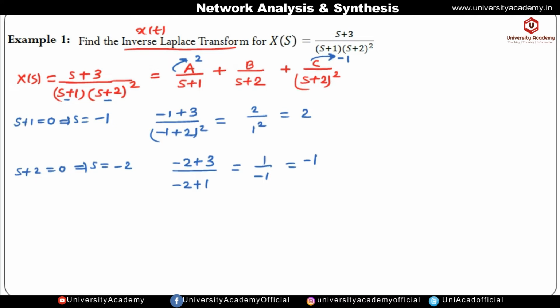So we have substituted -1, -2. You can choose any value. Suppose I am putting S is equal to 0 in the left hand side expression. If we substitute S is equal to 0, it will become 3 by (0 plus 1), this is 1, into (0 plus 2) whole square, so that is 4.